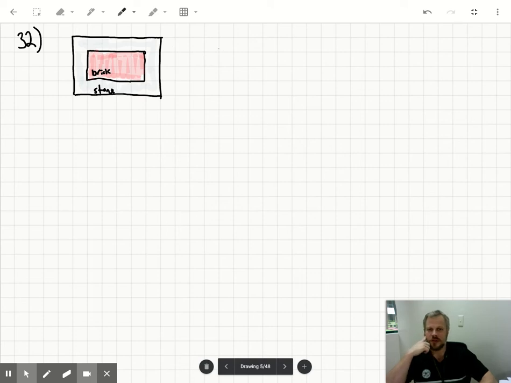All right, so number 32, it says that there's this brick patio and then it's surrounded by this stone path. So I kind of drew a little diagram of maybe what it looks like. And it says that the stone path around the outside is the same width. It's a uniform width. The overall outside shape here, our dimensions are 20 by 16.